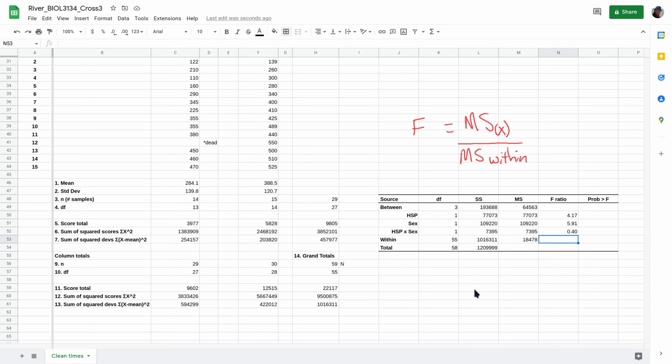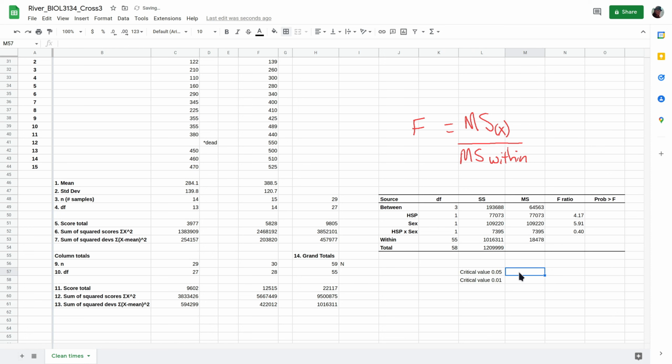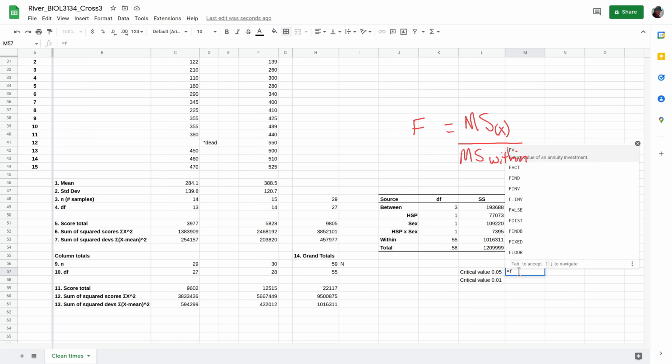So at long last, we have our F ratios. We have our F ratio for our HSP, our F ratio for sex, and our interaction. But what's our critical value? Well, we need to find that out. And I'm going to go ahead and grab critical values for 0.05 and 0.01. Now to find our critical value, we could look that up in a statistical table, or we can use the built-in function, which, if you remember from the last video, is related.